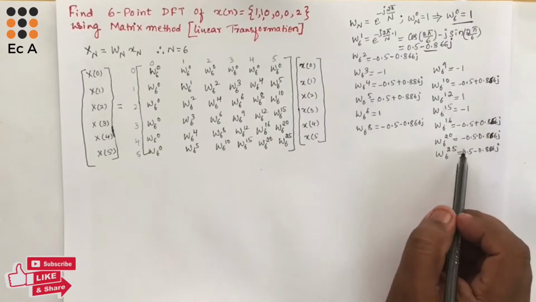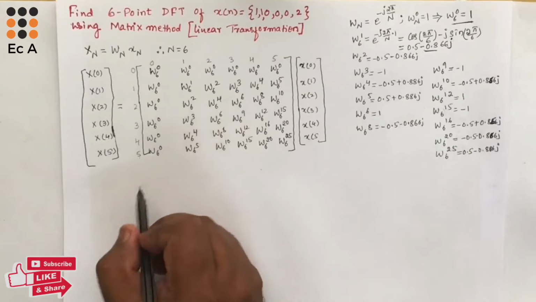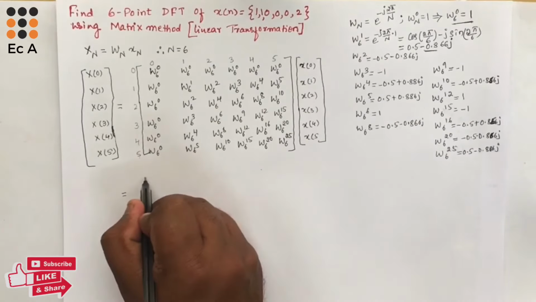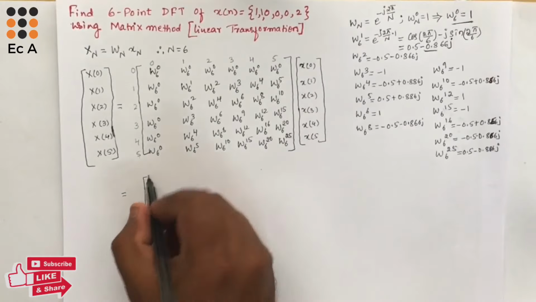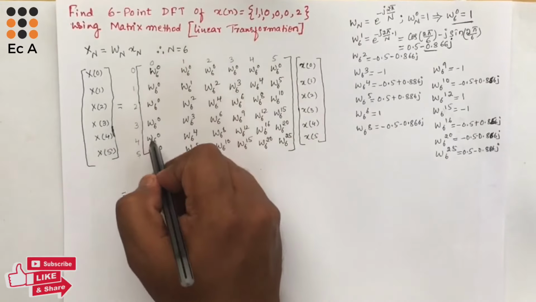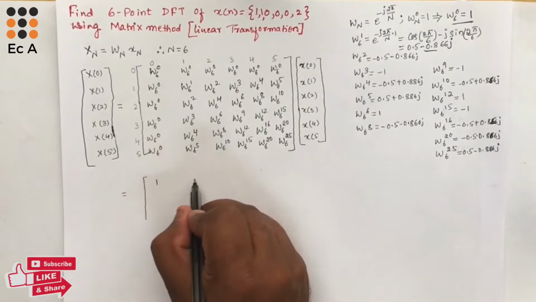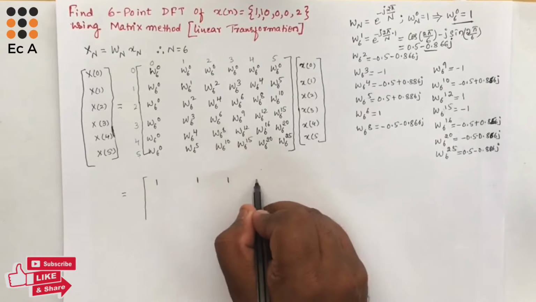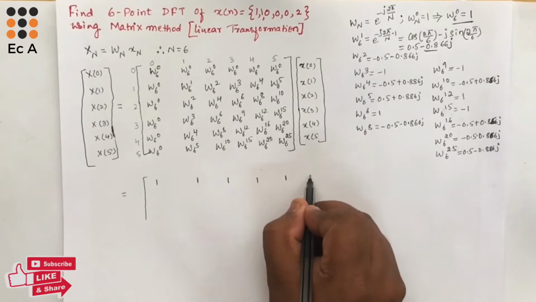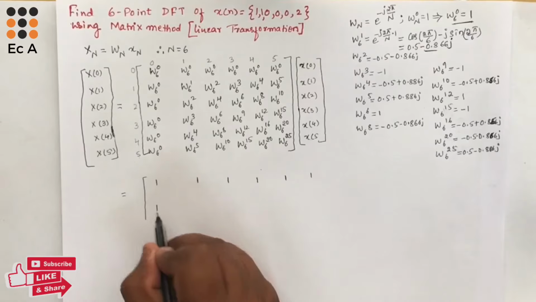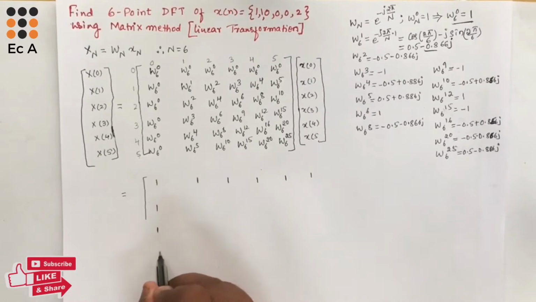Now let us substitute all these twiddle factor values in this matrix. So we can write, wherever W6 to the power of 0 is there, we can write it as 1. So the first row is all 1s, and likewise the first column.